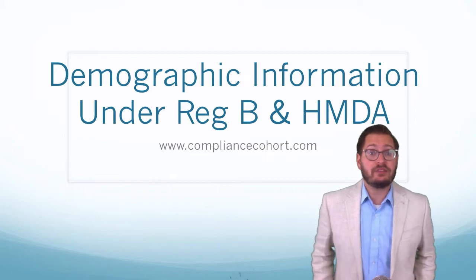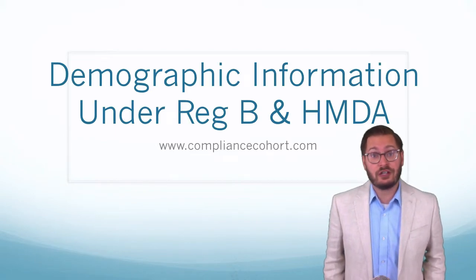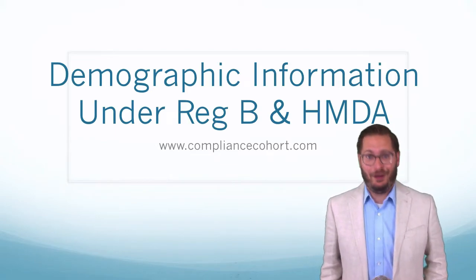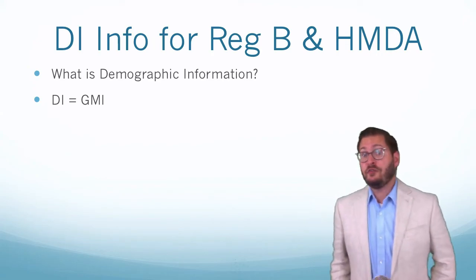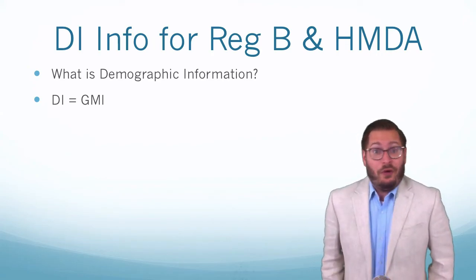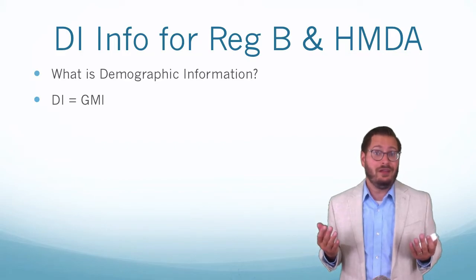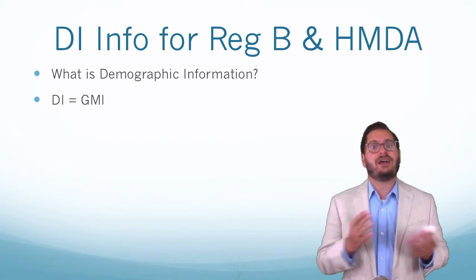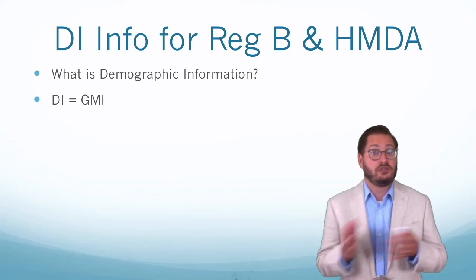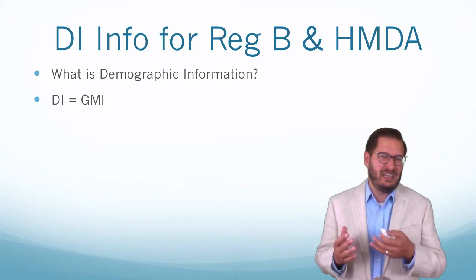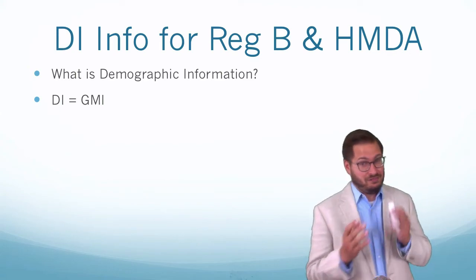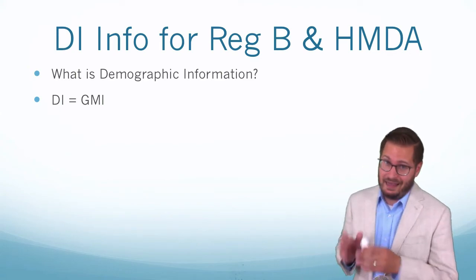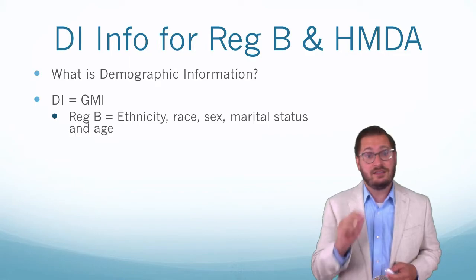This compliance clip is going to talk about demographic information under both Regulation B and HMDA. So first of all, we need to start off by saying, what is demographic information? Well, demographic information is the new term under the new HMDA rules for government monitoring information. So DI equals GMI. It's basically one of the same. Reg B still calls it GMI, HMDA now calls it DI. It's basically the same, except slightly different.